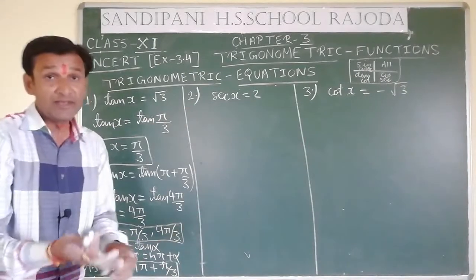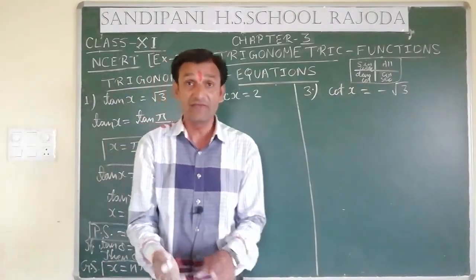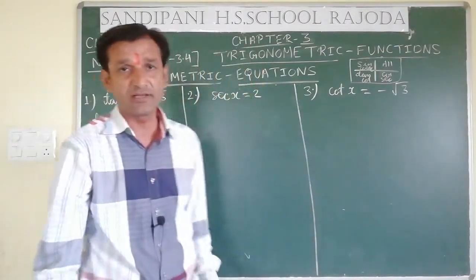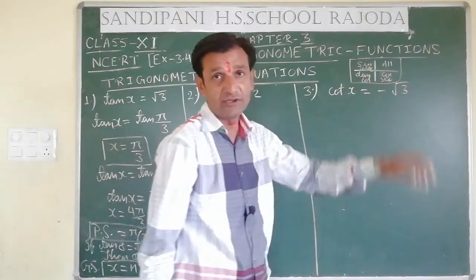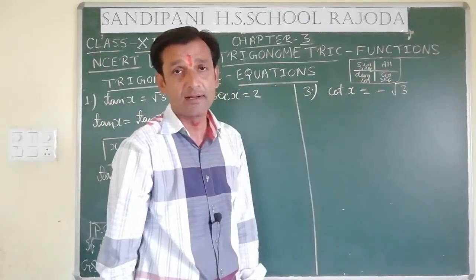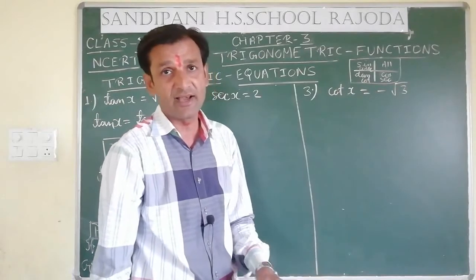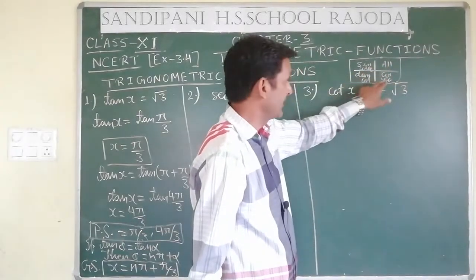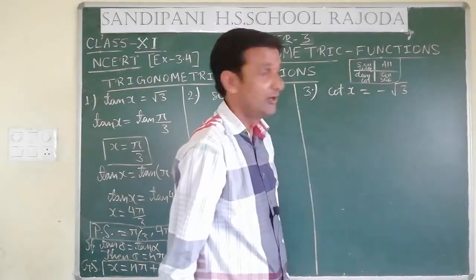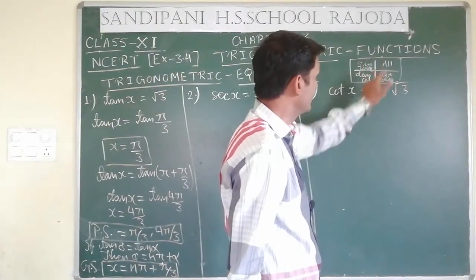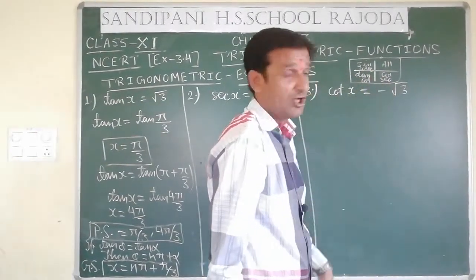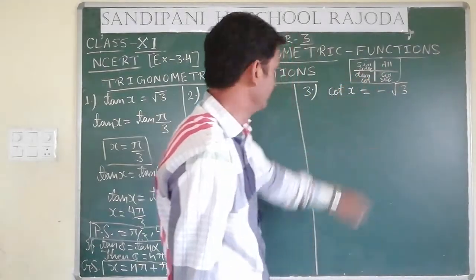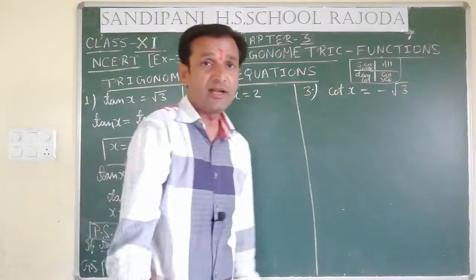Now for sec x, I want to tell you one more thing: if your answer varies from the answer sheet of your book, then there is no trouble, because there are two quadrants in which trigonometric ratios have positive values, and in two quadrants they have negative values. Suppose tan theta is positive in these two quadrants, but negative in these two quadrants. Sin theta is positive in these two quadrants, but negative in these two quadrants. Cos theta is positive in these two quadrants, but negative in these two quadrants. So you can write any of the answers there.